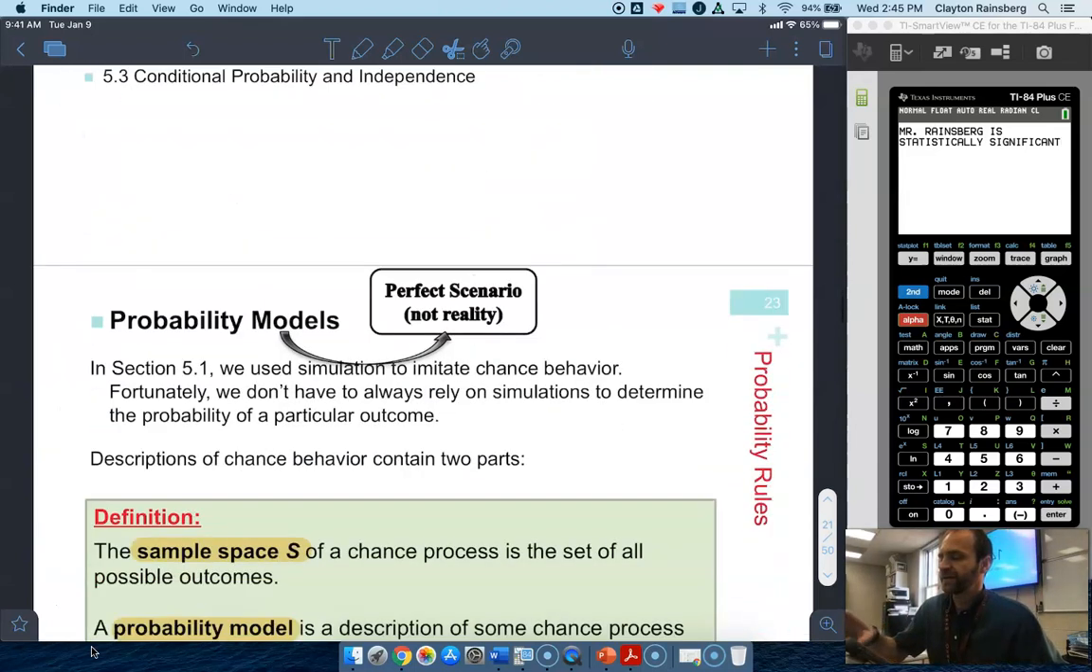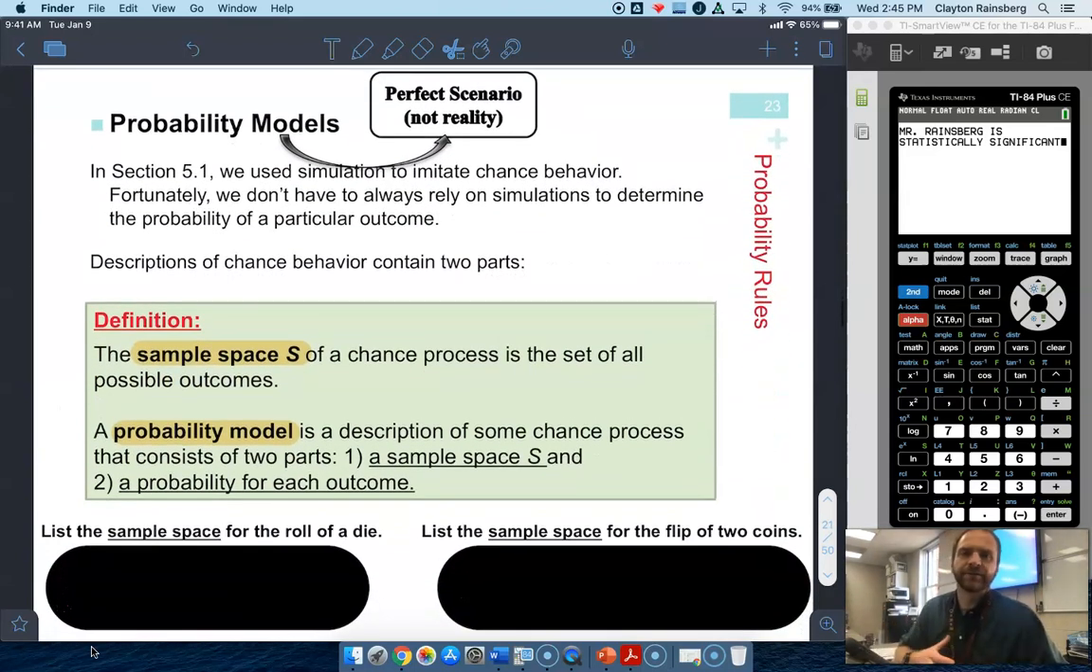So when we look at probability models, these are perfect scenarios. It's not reality. Think of it this way: if you were to flip a coin 8 times, are you always going to end with 4 heads and 4 tails? No. But in the perfect scenario, in the probability model, it would come out to show us all the possible outcomes. So probability models are the perfect scenario, what would happen in that case. They're not reality.